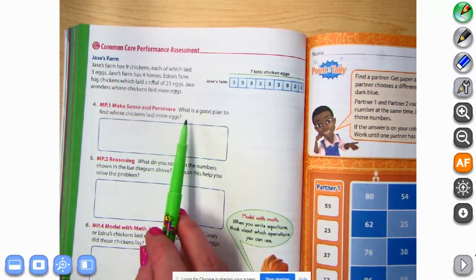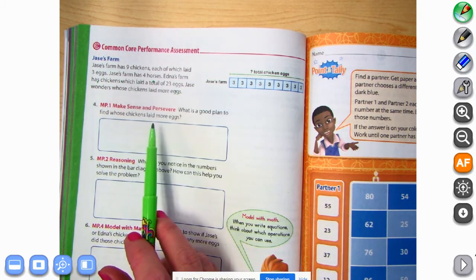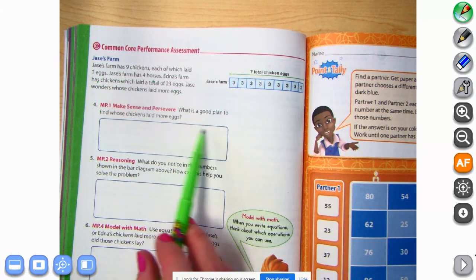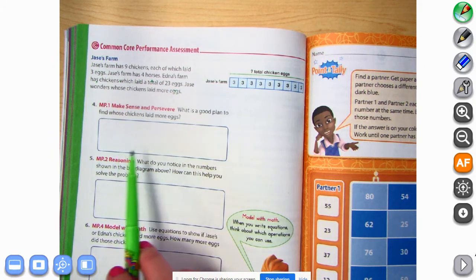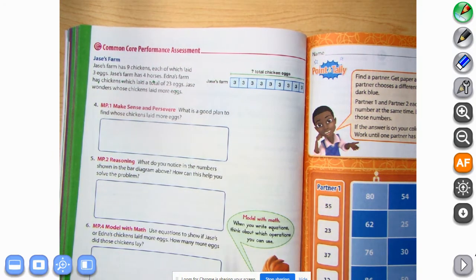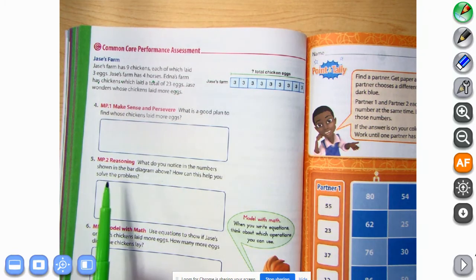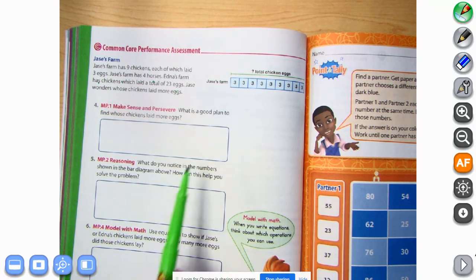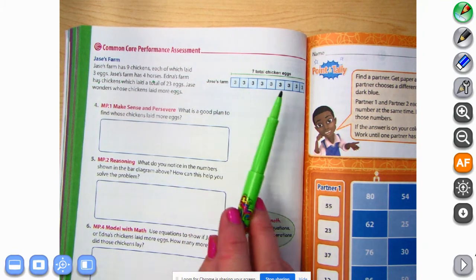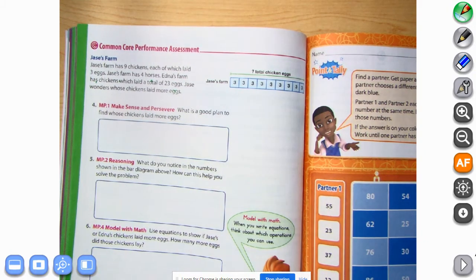So it says, what is a good plan to find whose chickens laid more eggs? What's a plan? What is something you're going to do to figure out the answer? Number 5, what do you notice in the numbers shown in the bar diagram above? What do you notice here? How can that help you solve the problem?